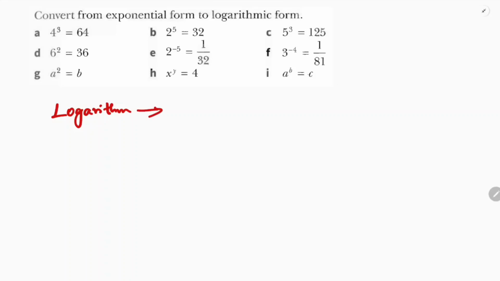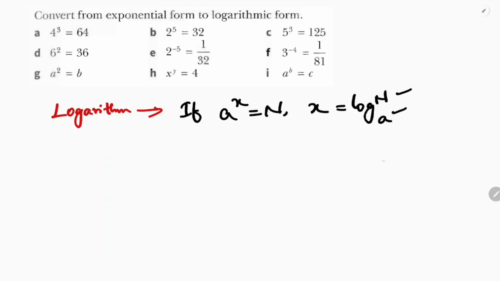Definition of logarithm. If a power x equals n, this is exponential form. If a power x equals n, then x equals logarithm of n to the base a, where a and n are positive real numbers for some real x and a should not be 1. So if a power x equals n, then x equals log n to the base a.